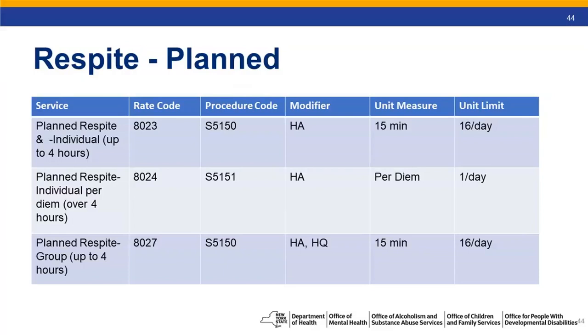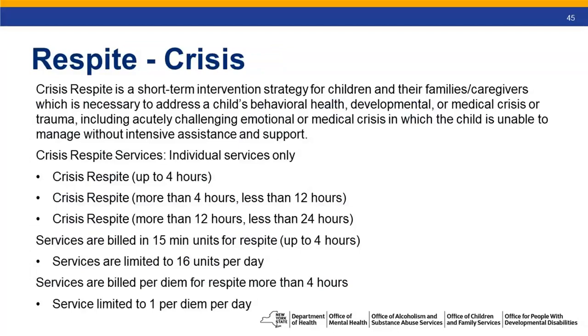So again, as in other similar services that allow you to do individual and group, you have 3 different rate codes to indicate if it's up to 4 hours individual, over 4 hours, or if you are providing a group service, and associated rate codes, procedure codes, and modifiers. The unit measures are 15 minutes if we're talking about individual up to 4 hours, per diem for over 4 hours, and of course 15-minute unit measures again for group service. You have a limit for the individual up to 4 hours, which is 16 units. You have a limit on over 4 hours, which is 1 per day. And for the group, you have 16 units per day as your limit here. So important to highlight that.